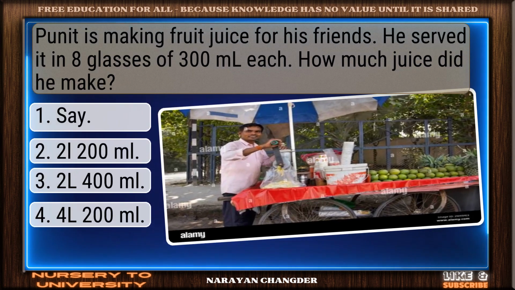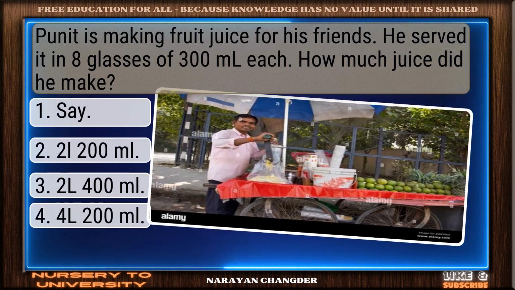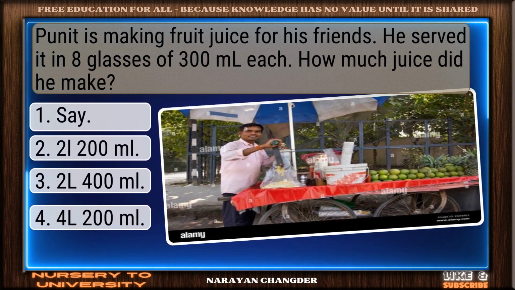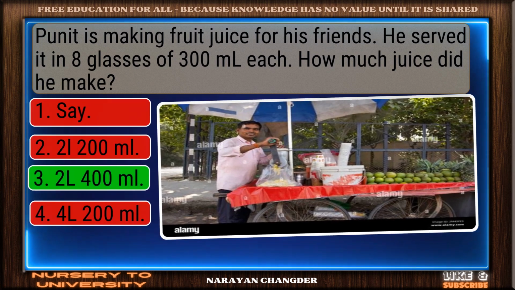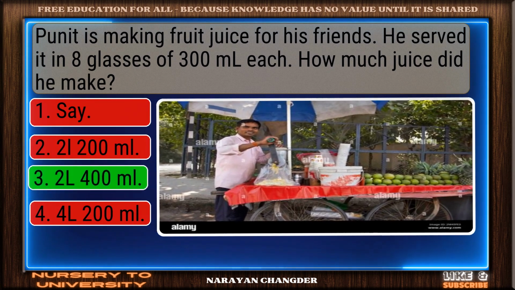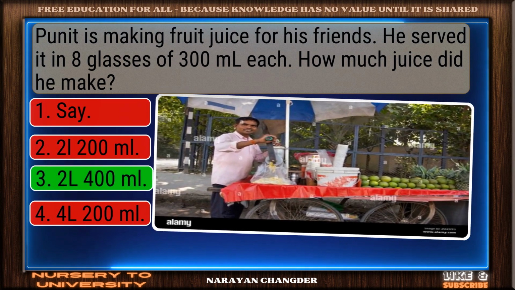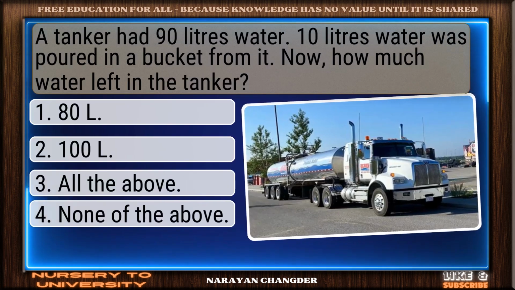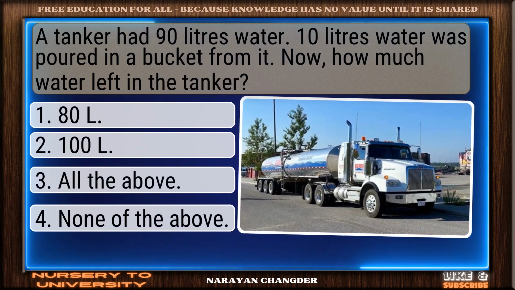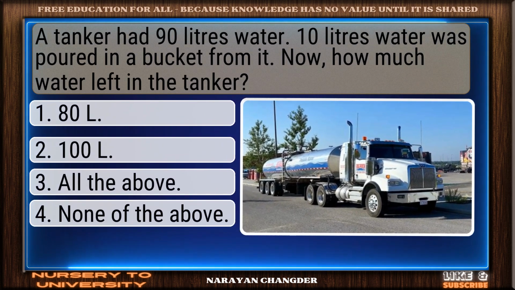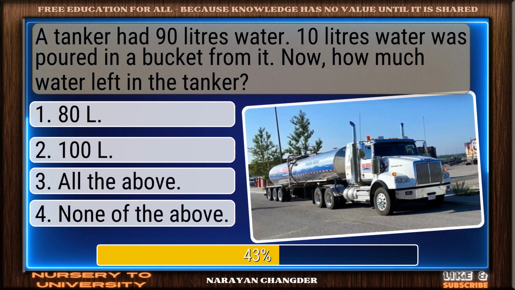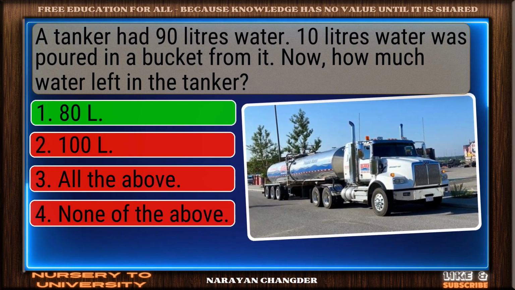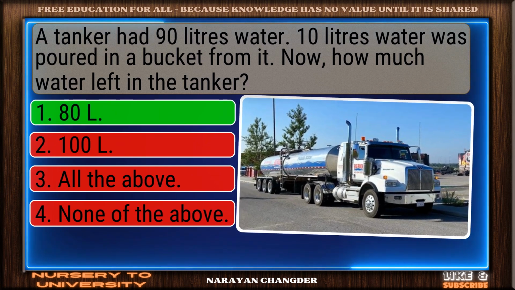Punit is making fruit juice for his friends. He served it in 8 glasses of 300 ml each. How much juice did he make? Exactly. 2L 400 ml makes sense and it is the right choice. A tanker had 90 liters of water. 10 liters of water was poured into a bucket from it. Now, how much water is left in the tanker? Nicely done. 80L is a solid answer.